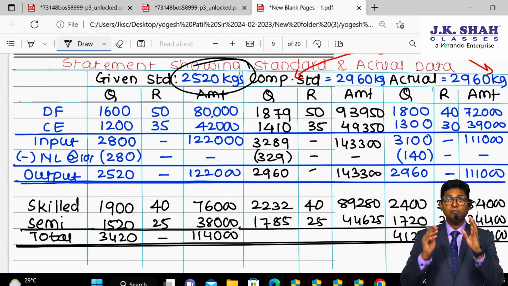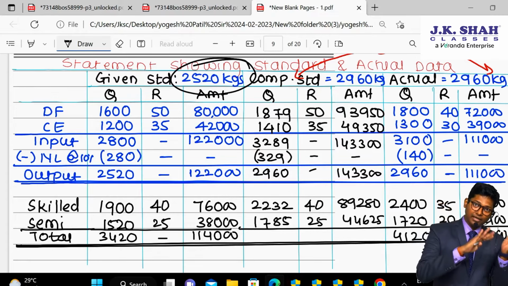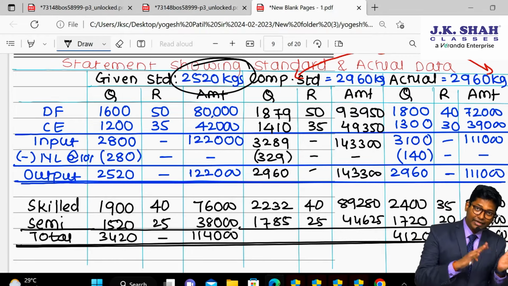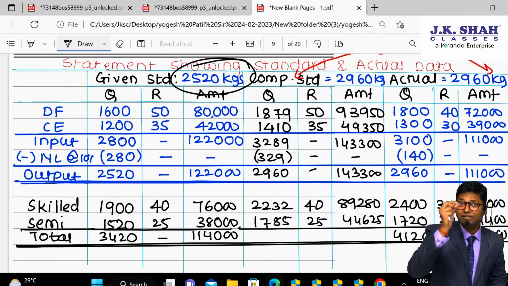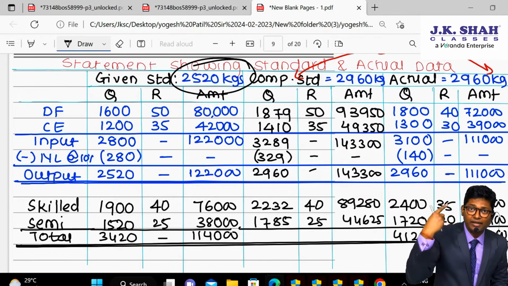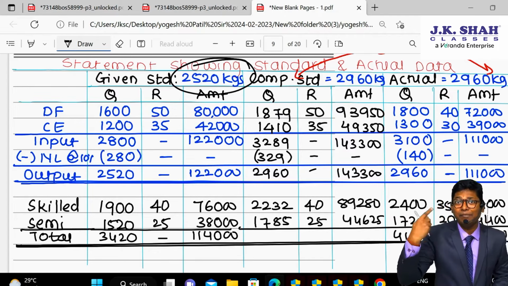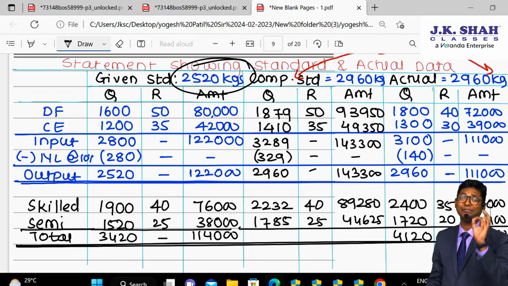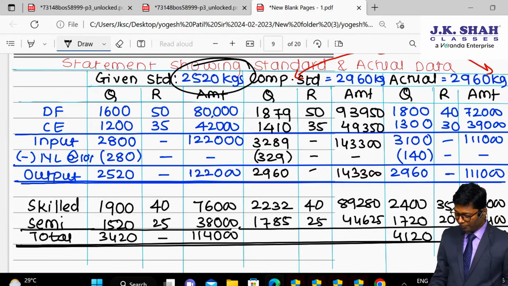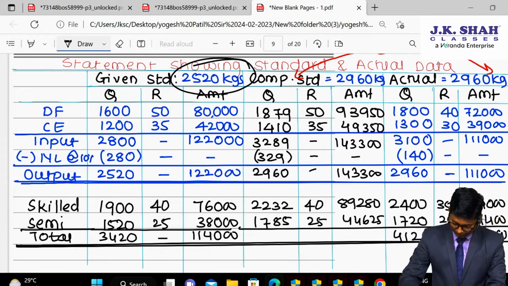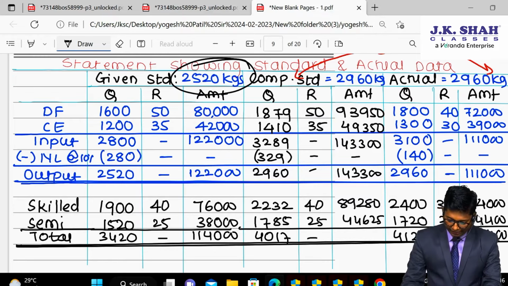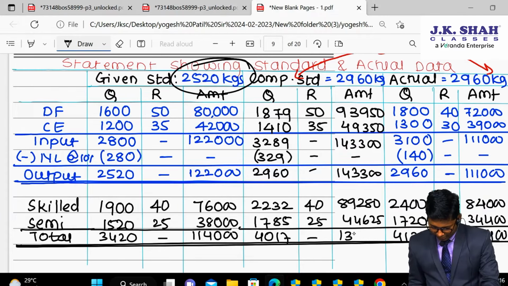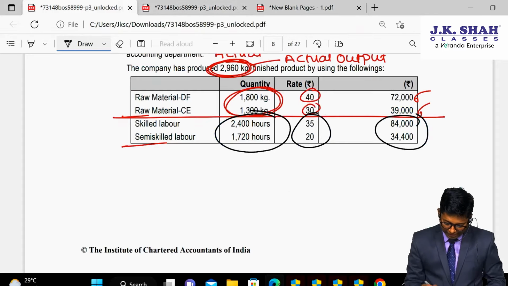Done. Pause the video, revise the video, rewind the video, reduce the speed, increase the speed, and listen to me very carefully again and again on how I am calculating this standard based on comparable things. That is very important. Students commit mistakes in that calculation only. So you have to be a little careful with this. 2232 plus 1785 gives you 4017, and 89,280 plus 44,625 gives you 133,905.